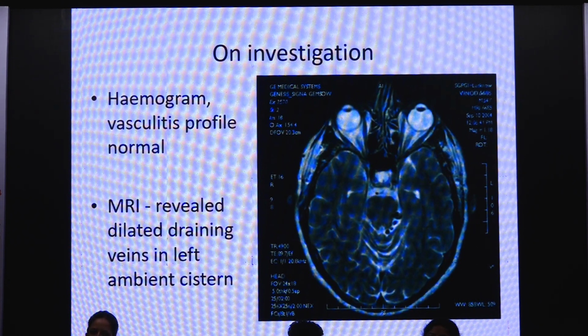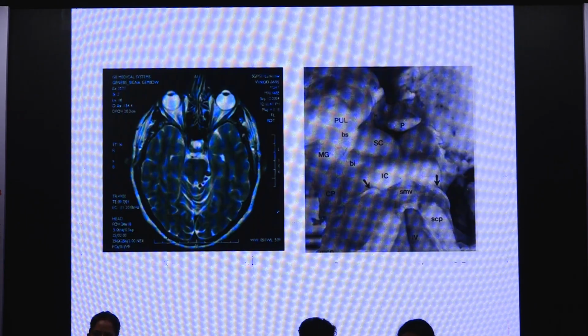What we found out was a dilated vein in the left ambient cistern, as you can see in the MRI. These vessels must have been there for a long time, and if you correlate the imaging with the neuroanatomy of this site, the fourth nerve is the one which comes out from the dorsal surface of the midbrain below the inferior colliculus. Then it winds around the cerebral peduncles, and in this course it lies in the perimesencephalic, or what we call the ambient cistern. And the location of our lesion is at the same site, explaining the involvement of the fourth nerve.